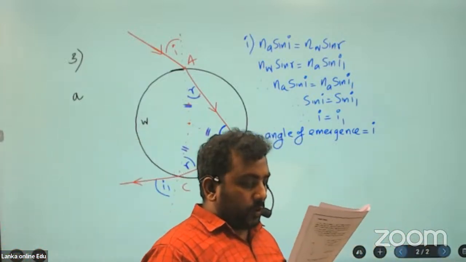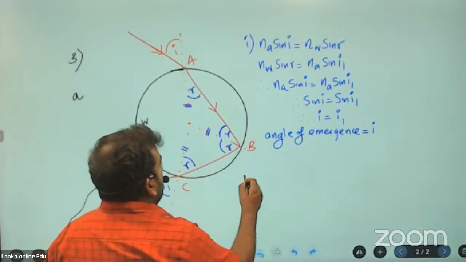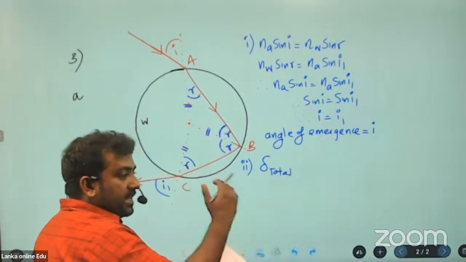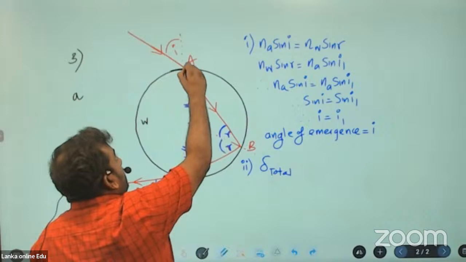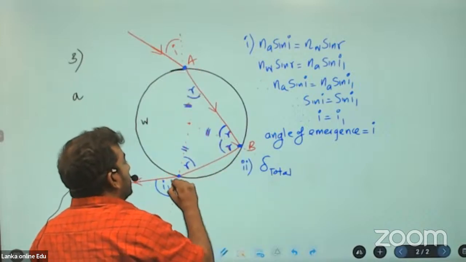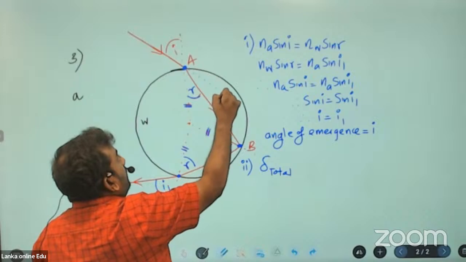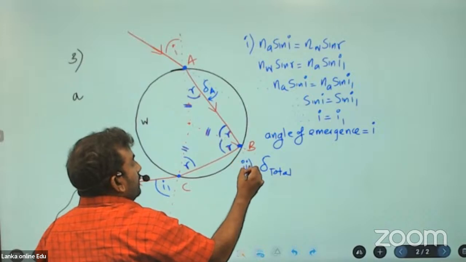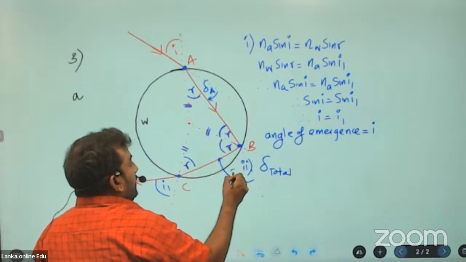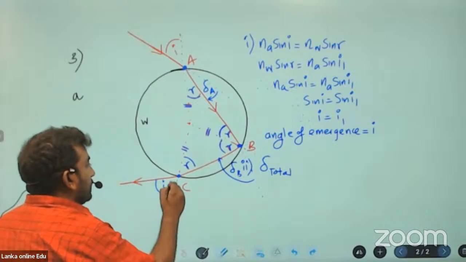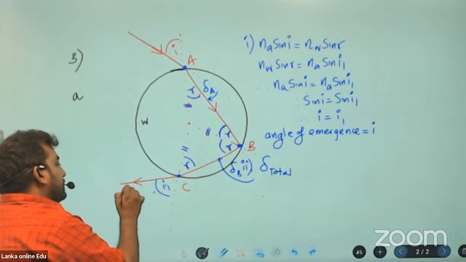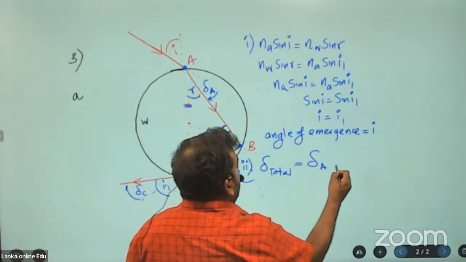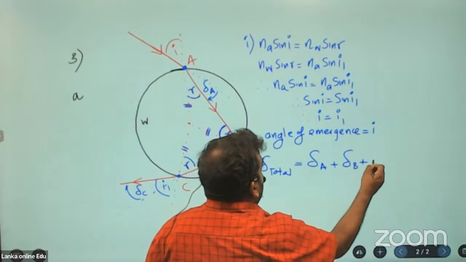Derive an expression for the total deviation. Roman 2. Now remember, light ray path has been changed. It has been changed here, here, and here. This is the deviation at A. This is the deviation at B. This is the deviation at C. So total deviation is deviation at A plus deviation at B plus deviation at C.